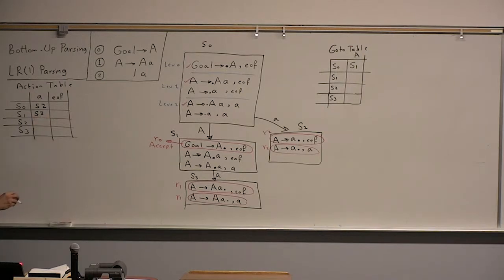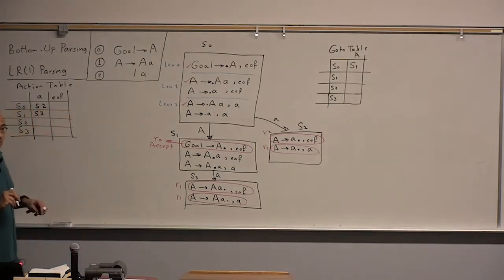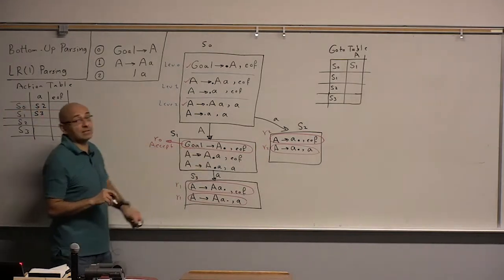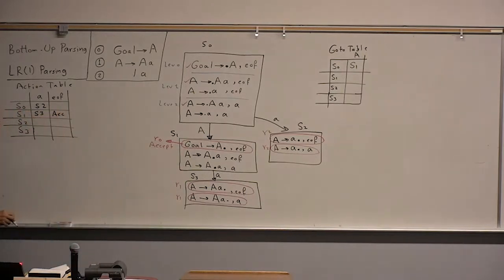Now, if I am in S1 and I get an end of file, I do a reduction. This is a valid reduction. So I do an accept. This particular reduction is an accept reduction.